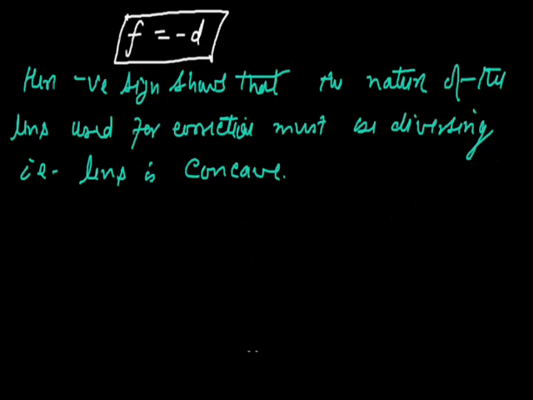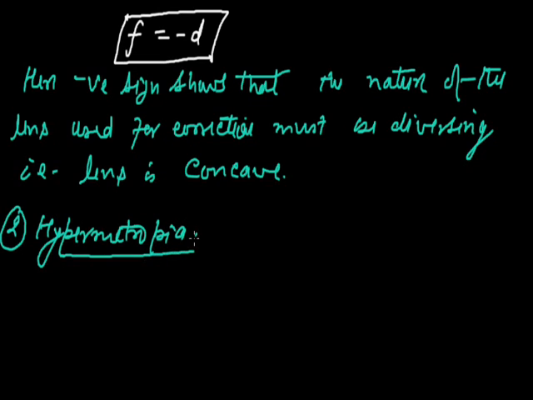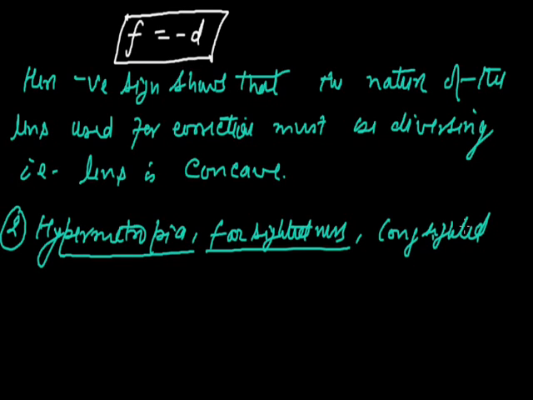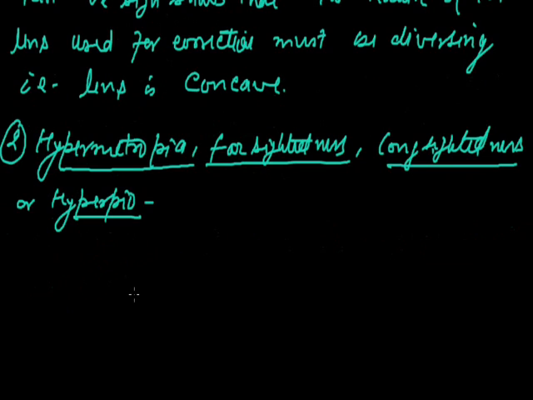Now the second defect is hypermetropia, or farsightedness, or long-sightedness, or hyperopia. Now, how will we recognize this defect?